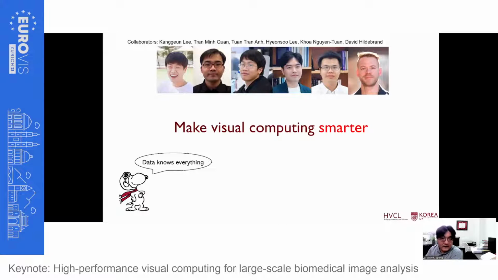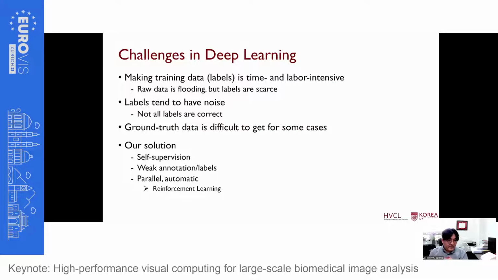The last topic is about deep learning. This topic was also done with many collaborators, mainly my current students and David. I have 3 topics here, but I'm going to speed up. The challenge in deep learning is that if you have training data, then basically you can do it. But making training data is usually very difficult, right? Making labels is difficult.